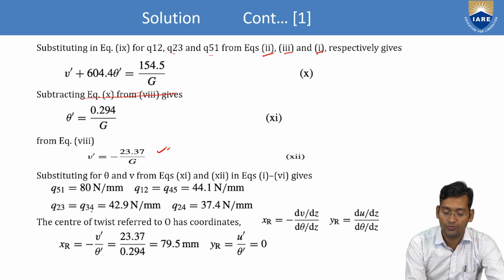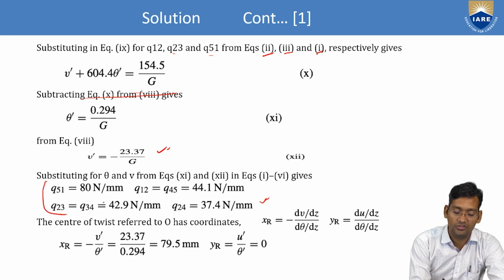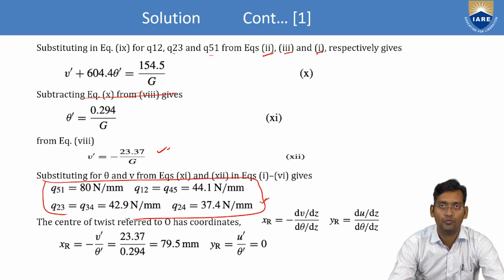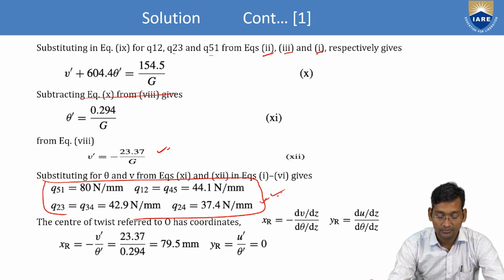Q23 is equal to Q34. That is 42.9 Newton per mm. And Q24 is equal to 37.4 Newton, sorry, 37.4 Newton per mm. So now all the shear stress distribution values Q12, Q51, Q24, whatever is there, that we found.